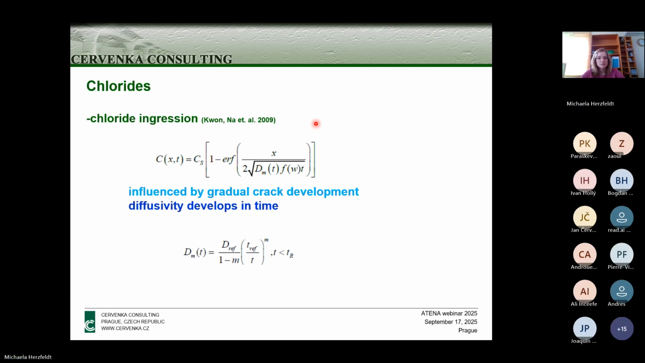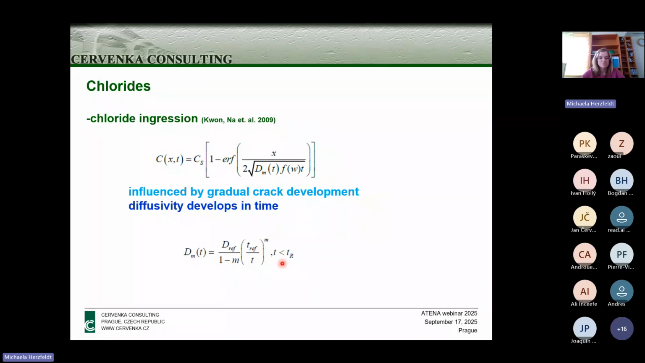So then we go to chlorides. There is a general formula for cracked and uncracked concrete. It has a little bit different approach, because diffusivity for carbonation here, I mean for chlorides, is developing in time, and for carbonation there was a constant one. So this diffusivity for chlorides is decreasing in time, actually.